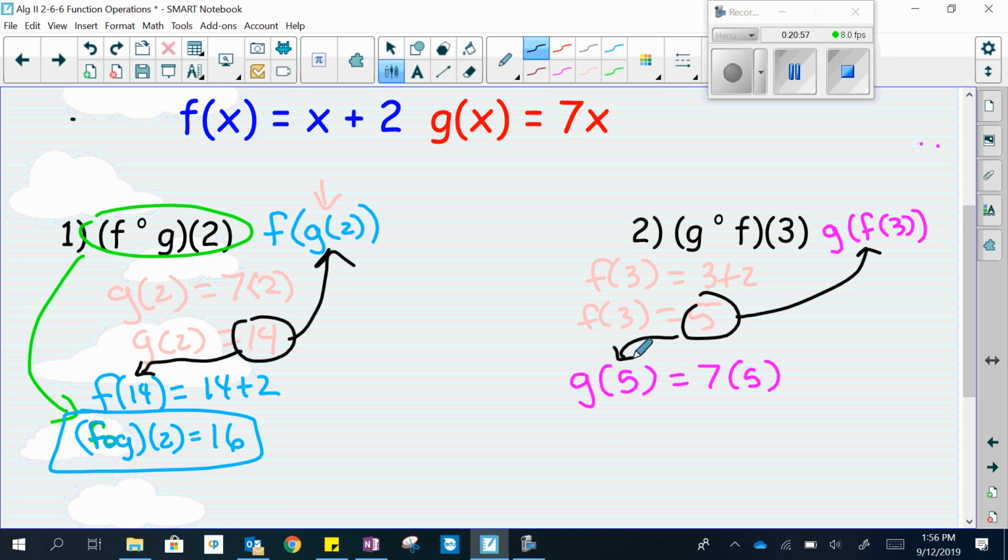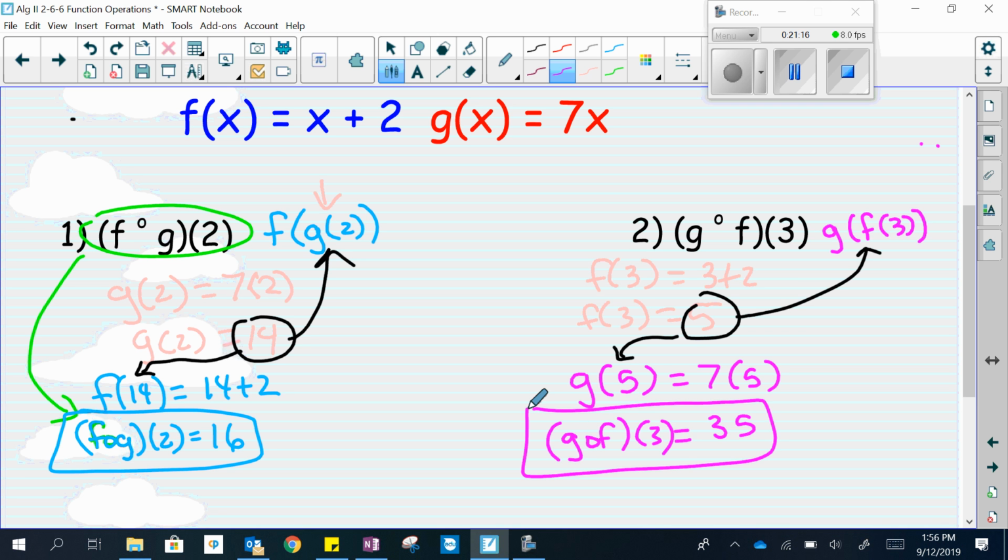And then g of, well, let's do this side. 7 times 5 is 35, yeah? 35 is our final answer. No more work to do. Y'all agree? So we want to bring down that g of f of 3 so that we have our whole input-output answer. Everybody okay with that? I'm going to pause for a second.